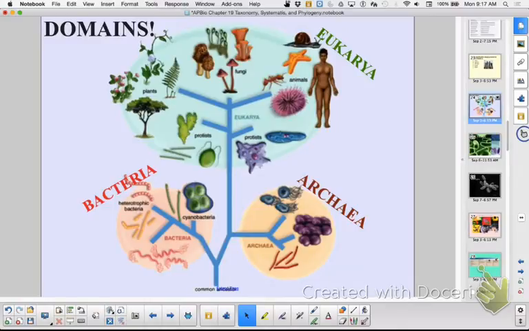All right, so we are on chapter 19, continuing on. We did 19.1, systematic biology. We are on 19.2, the three domain system. And so the first thing I want to do is defining domains.